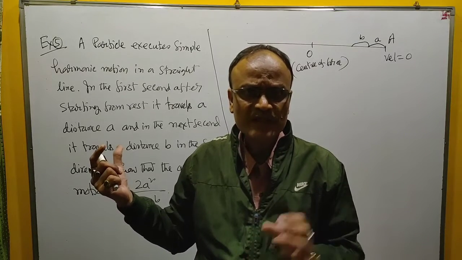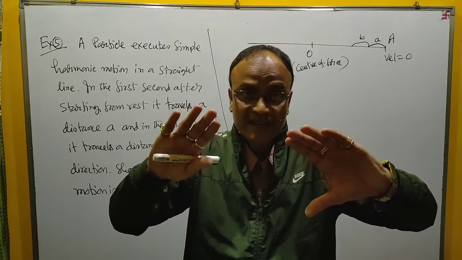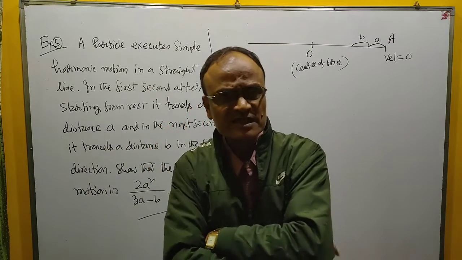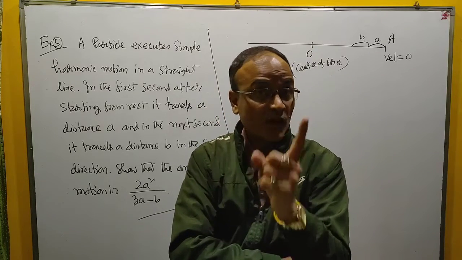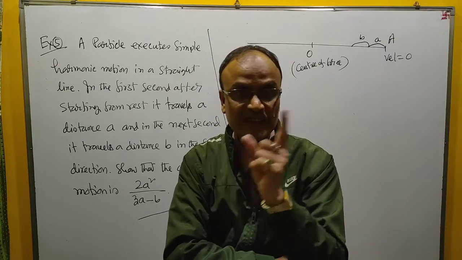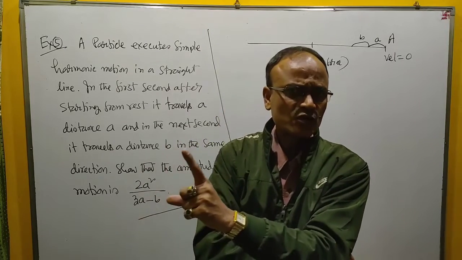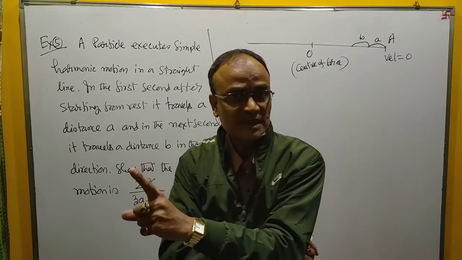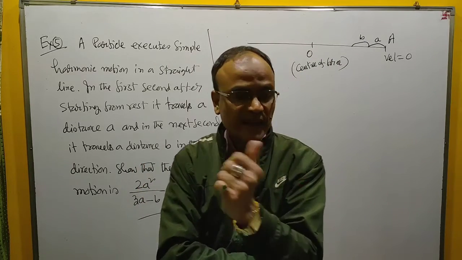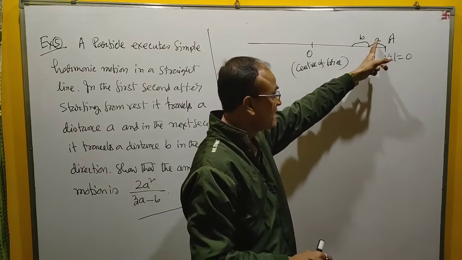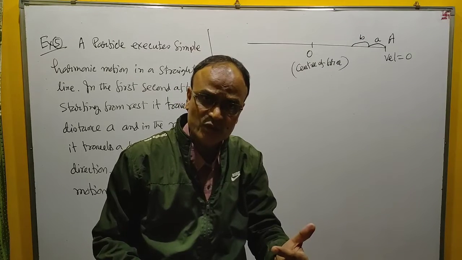In the question, we have distance and time, so we have to apply the relation between distance and time. What is this? x equal to a cos root mu t. What is a? A is the amplitude. x is the distance of the particle, measured from the center of force, in time t. Here a is the amplitude.